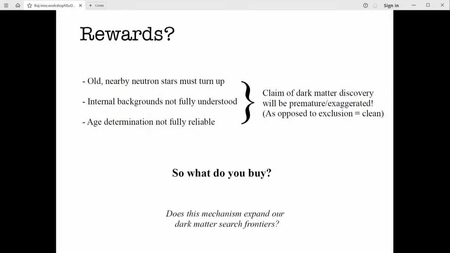So given these challenges, what do you really buy? Do you really need to pump in money and effort into this? In other words, does this mechanism of dark kinetic heating of neutron stars really expand our search frontiers for dark matter?